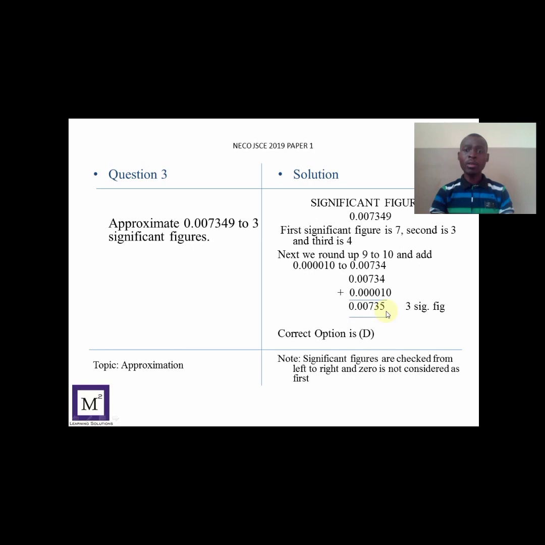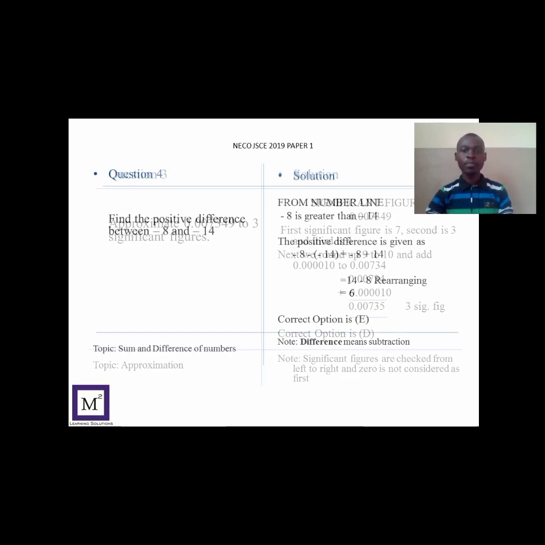0.00735. Another way to do it is to say round up 9 to 10, then this becomes 0, then 1 in the 10 is added to 4 to give you this 5. And so our answer is 0.00735, option D. Key concept. Significant figures are checked from left to right, and 0 is not considered as the first significant figure.